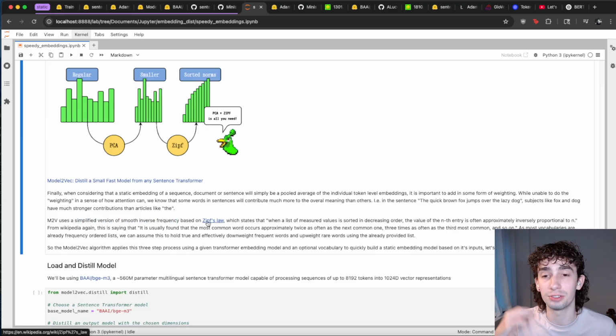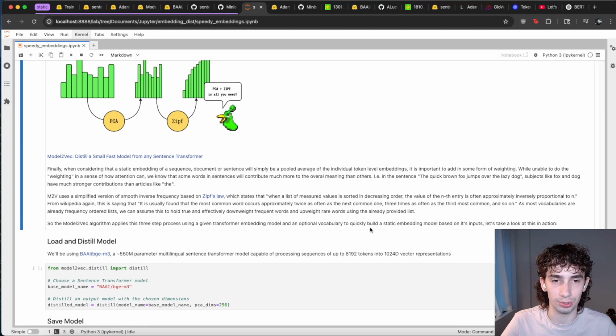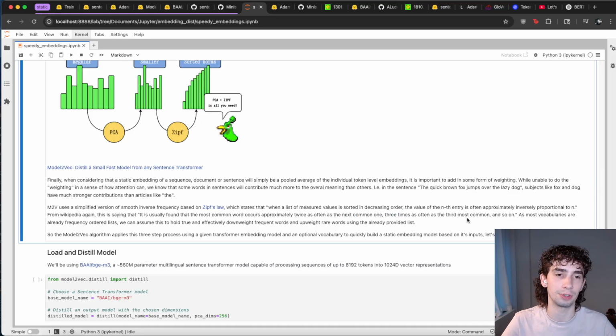on something called Zipf's law, which states that when a list of measured values is sorted in decreasing order, the value of the nth entry is often approximately inversely proportional to n. Or in other words, it is usually found that the most common word occurs approximately twice as often as the next common one, 3 times as often as the 3rd most common, and so on.